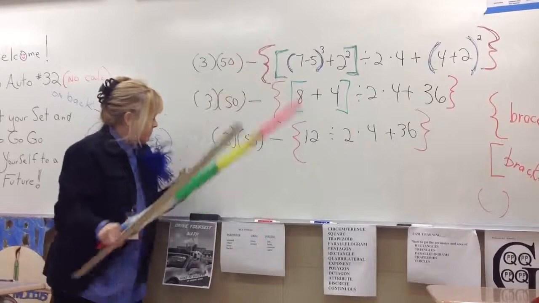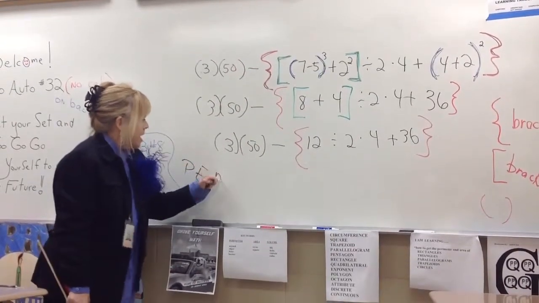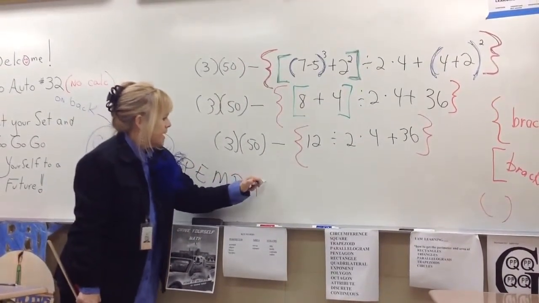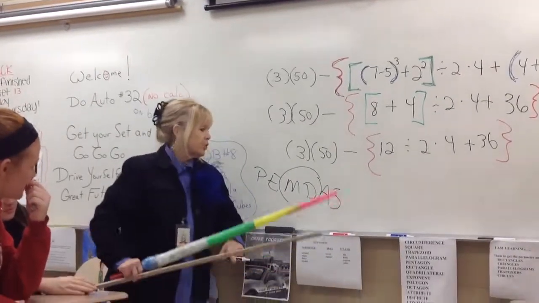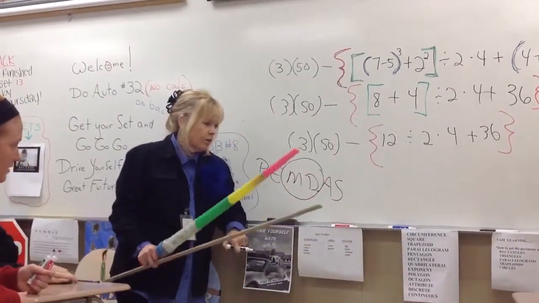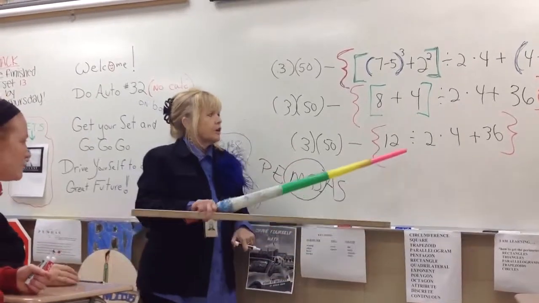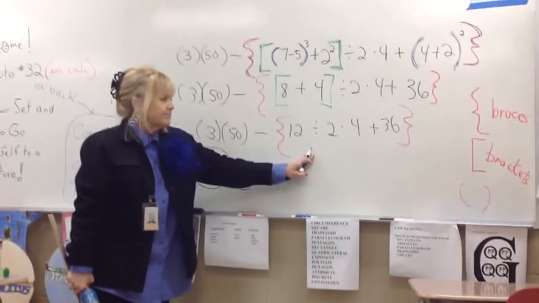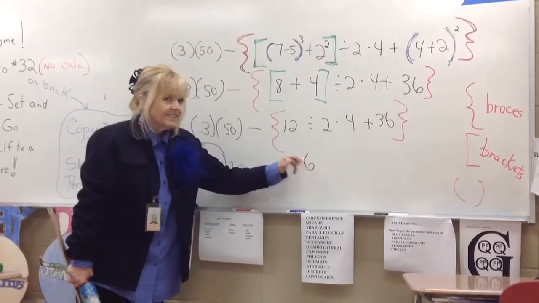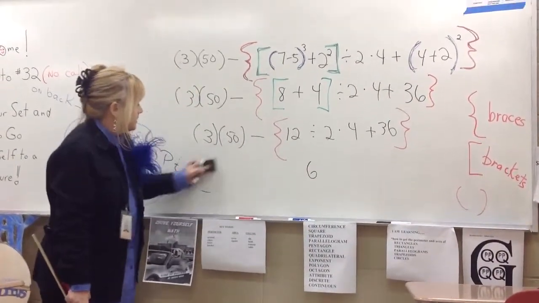Remember I said in PEMDAS, the multiply and divide does not mean multiply first. It means do that in left to right order just the way you read. Who comes first? Divide or times? Divide. What's 12 divided by 2? 6. Then you bring down everybody else.